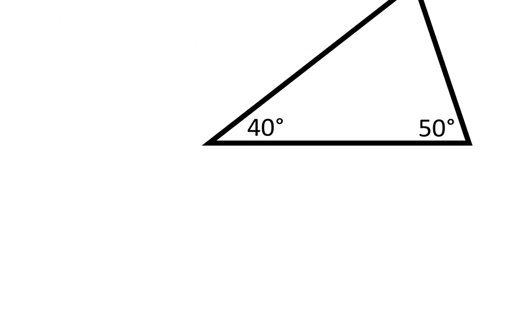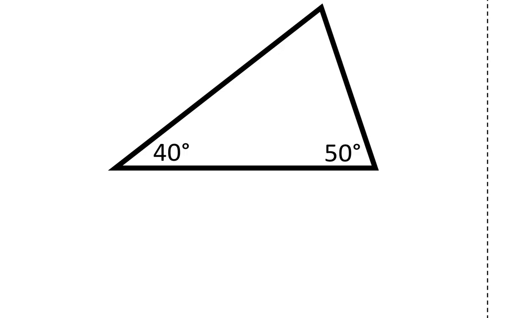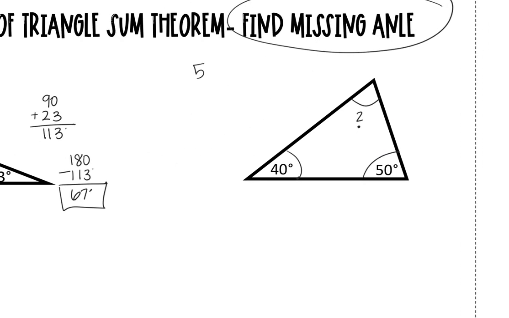I will do something very similar to what I just did in this other problem. I know that one is 40, the other one is 50, and I'm looking for the third angle. So I'm going to add the two that I do know. So 50 plus 40 gives you 90 degrees. I'll do 180 minus 90, and I should get 90 degrees. So this one is 90 degrees.